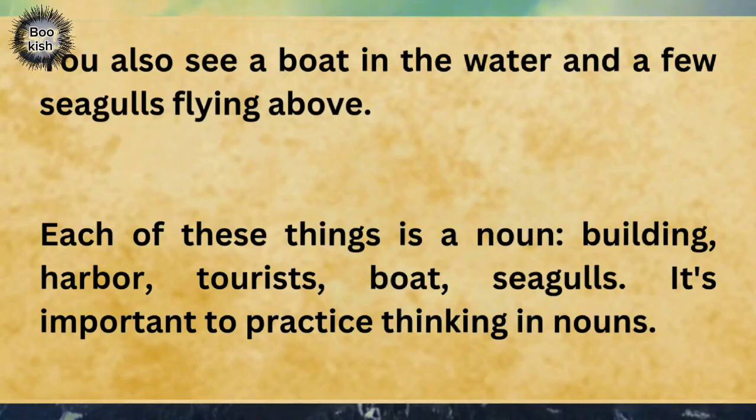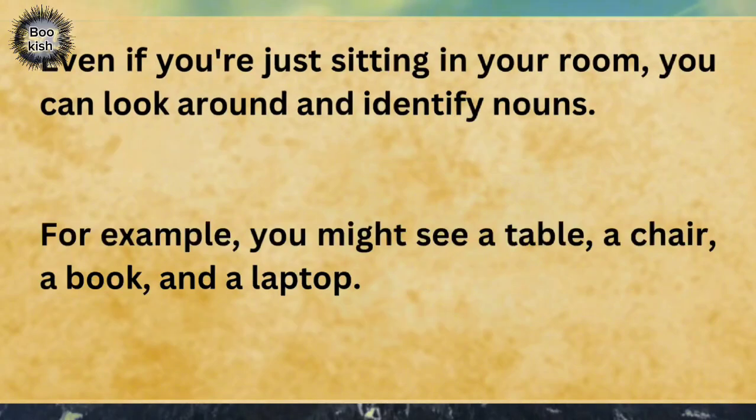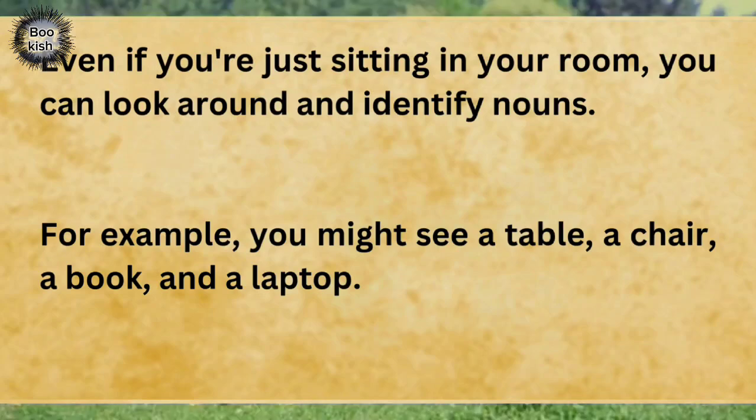It's important to practice thinking in nouns. Wherever you are, if you're at a market in Delhi, India, you might see fruits, vegetables, spices, and vendors. These are all nouns that describe the objects and people around you. Even if you're just sitting in your room, you can look around and identify nouns. For example, you might see a table, a chair, a book, and a laptop.